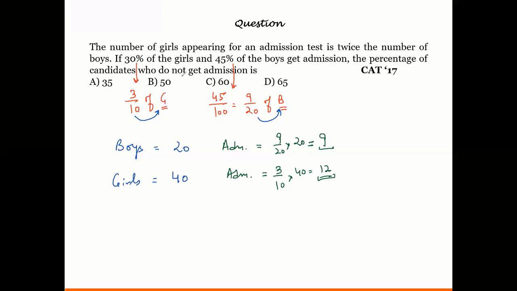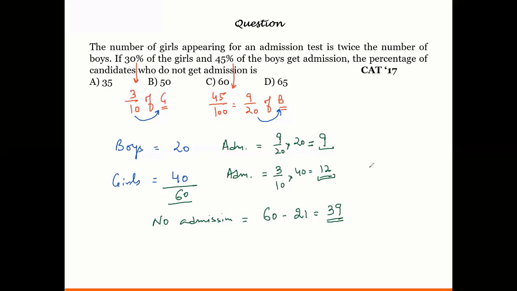The question is the percentage of candidates who did not get admission. So how many people did not get admission? I would say 9 boys and 12 girls. That means 21 got the admission. So how many of them did not get the admission is 60 minus 21. 60 minus 21 is 39. What is 60? 60 is the total number of kids that we have assumed.